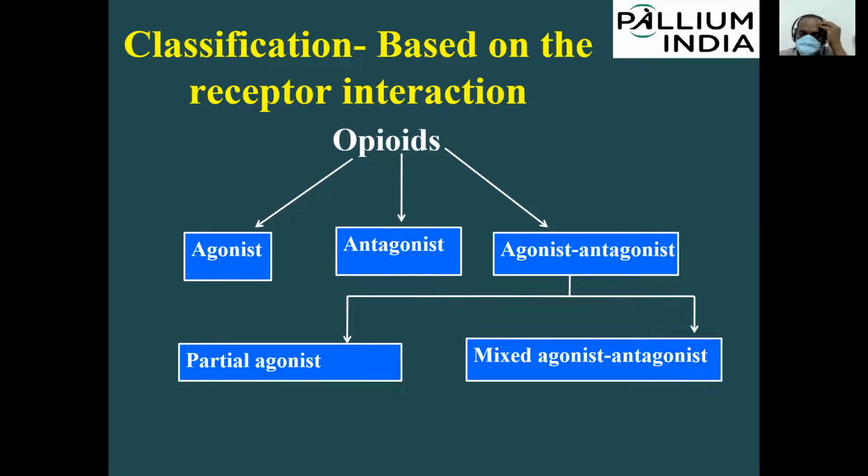And the third group, agonist-antagonist, means on some receptors it will act as agonist, and at some receptors it will act in the opposite direction.